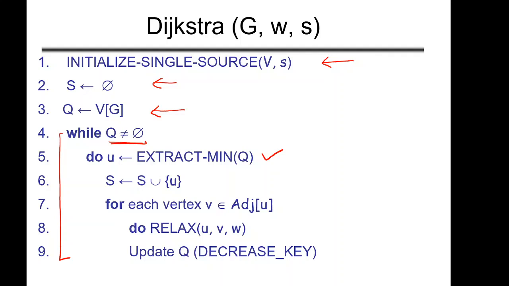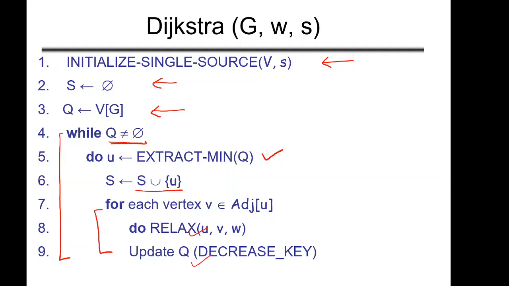We will add that vertex to set S, and then we will run this for loop for how many times? Degree of u. So we will run this for loop for all the adjacent vertices, or adjacent nodes, of u. And then what we have to do in that is relax all those edges. And then we will perform the decrease key operation.